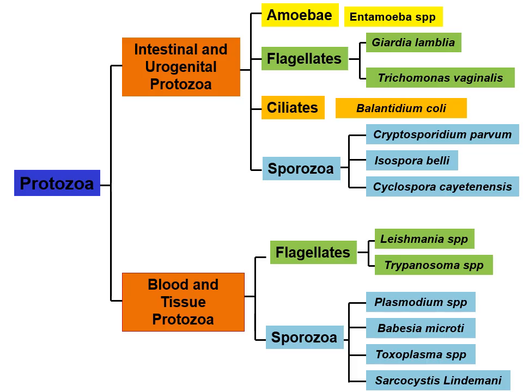We then talked about flagellates, which move by means of flagella, and we talked about intestinal and urogenital flagellates. These include Giardia lamblia and Trichomonas vaginalis. We also covered the only single ciliate that might infect humans, which is Balantidium coli, and which moves by beating the cilia.